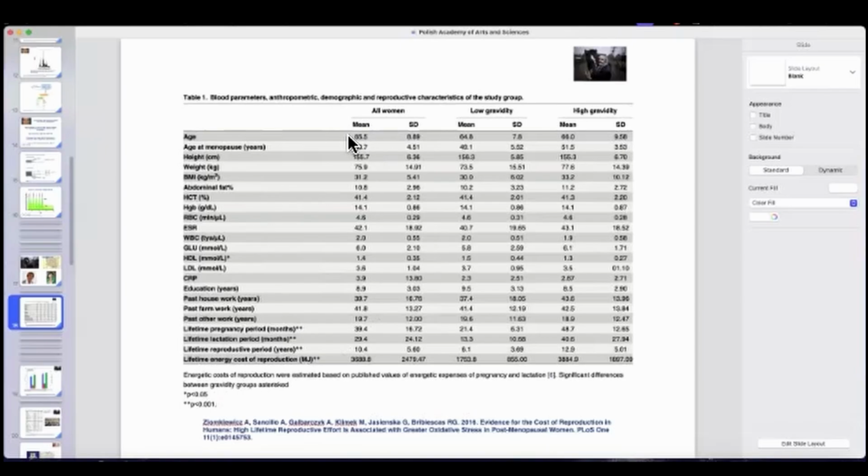In this case, we looked at post-reproductive women, so postmenopausal women, and one of the benefits of this is that it helped to screen out the hazards of childbirth. And so the hypothesis was that in this population, gravidity, the amount of energy you put into pregnancies or reproductive effort in and of itself, should be associated with biomarkers of oxidative stress.